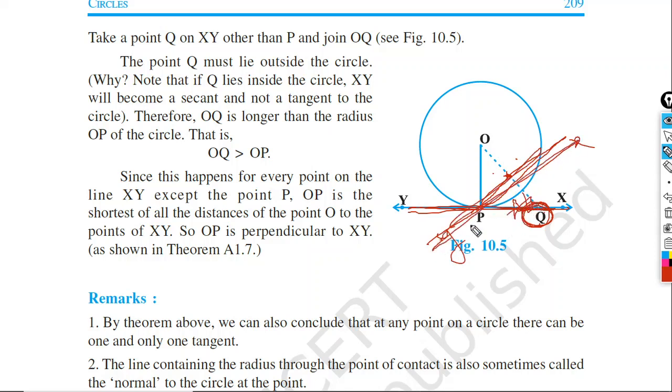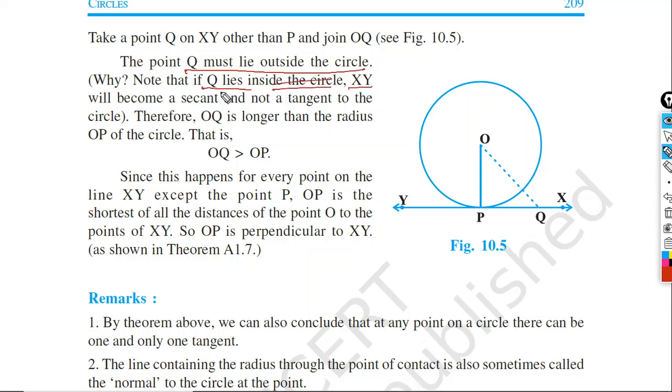Now XY will be a secant, isn't it? But it is given that XY is not a secant, XY is a tangent. So we'll write that the point Q must lie outside the circle. Why? Because if Q lies inside the circle, XY will become a secant, not a tangent, but it is given that XY is a tangent.